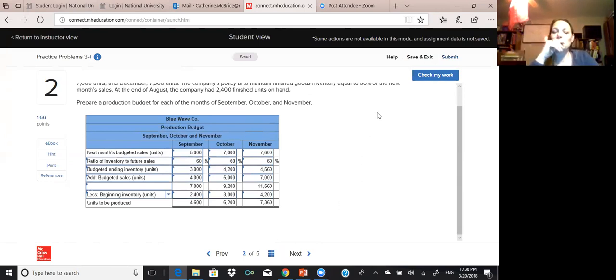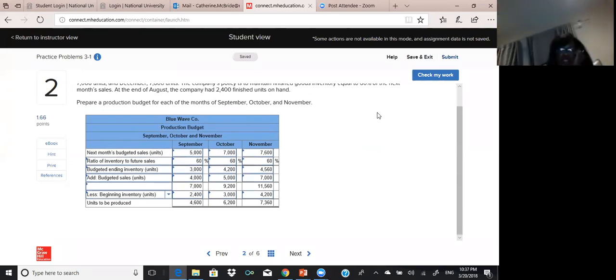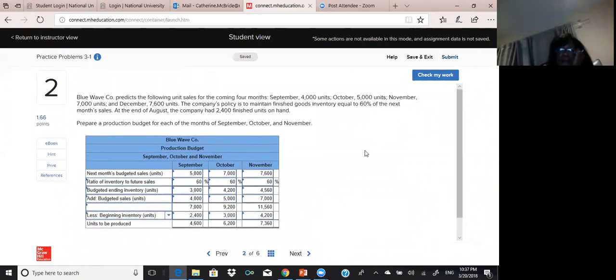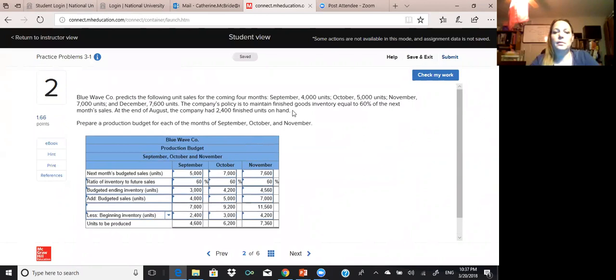I have a question. Where it says next month's budgeted sales, I see September, October. I don't see how we got that. They gave it to us in the data. They said September was 4,000, October's 5,000, November's 7,000, and December's 7,600. So we're figuring out what I need for next month, and then what I need for this month. For next month, I need 60% of next month's sales.